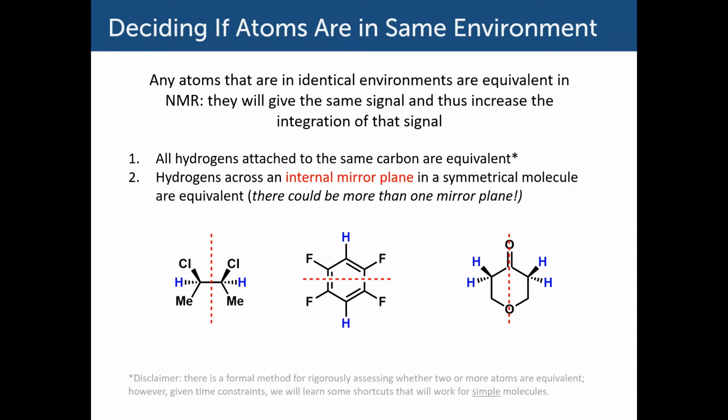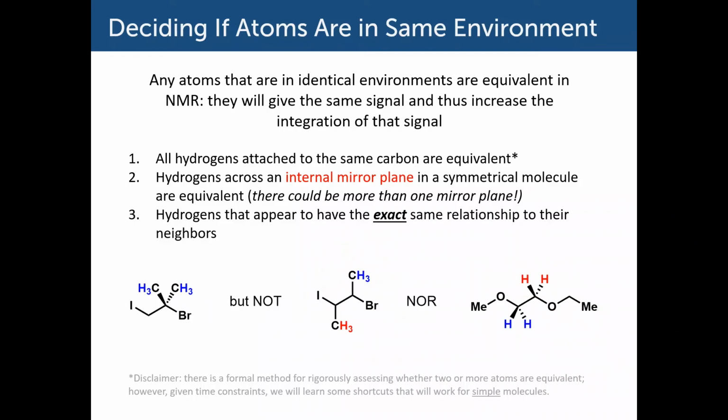But if you have more than one mirror plane, you'll have to assess each of those equivalencies separately, okay? So the third rule is a little bit harder to parse or put into effect, and so this will take a little bit of practice on your part, and that's that you can look at whether or not hydrogens have literally the exact same relationship to their neighbors.